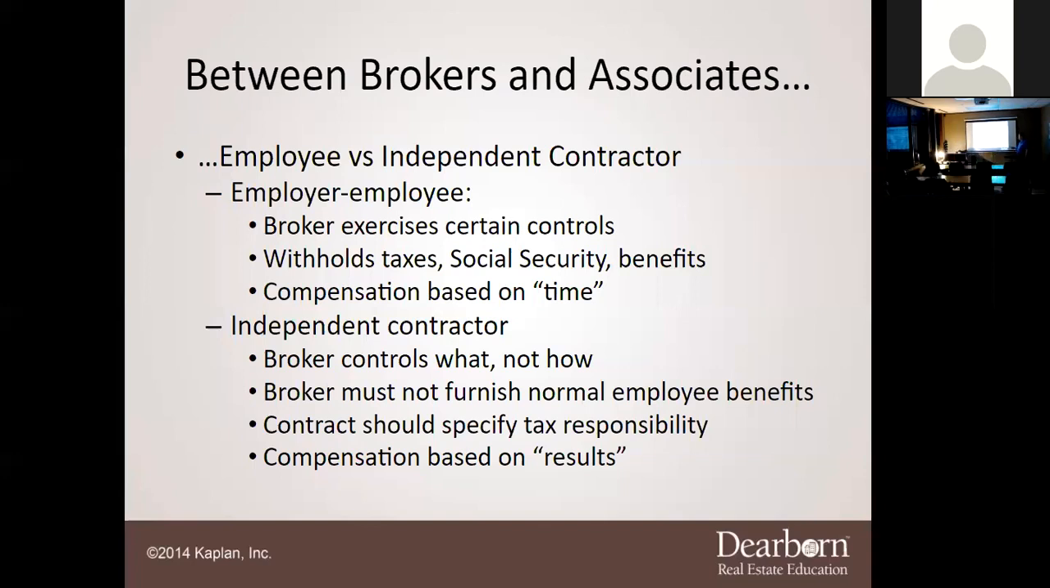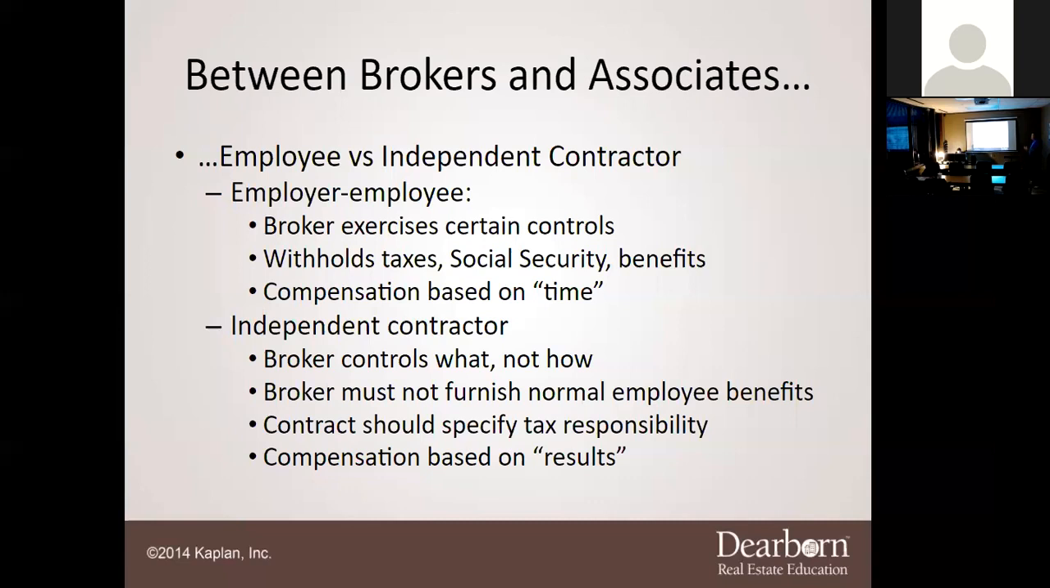Now, the independent contractor is where the broker controls what and not how. So I may end up saying, Ms. Davenport, I have a listing at 123 Main Street. I need you to take care of that for me. I need you to go show that person a property. Here you go. I can't tell Ms. Davenport how to do it. I just tell her what needs to be done. Okay? So all I do is I say, Ms. Davenport, Stephen wants to go see a house. Can you go help him? But I can't tell her how to do it, when to do it, or anything. I can't give her the directions, the detail. That's up to her. The broker must not furnish normal employee benefits, like that car.